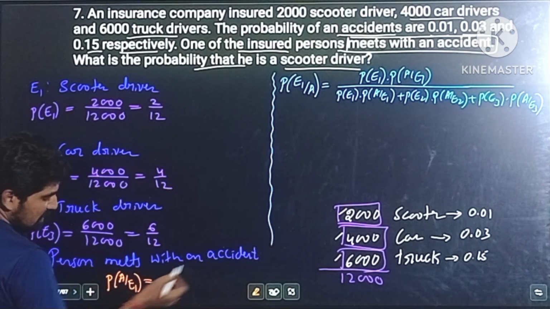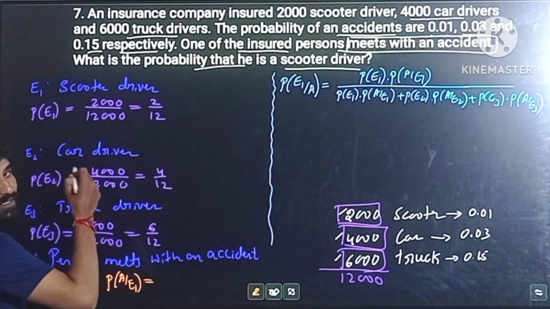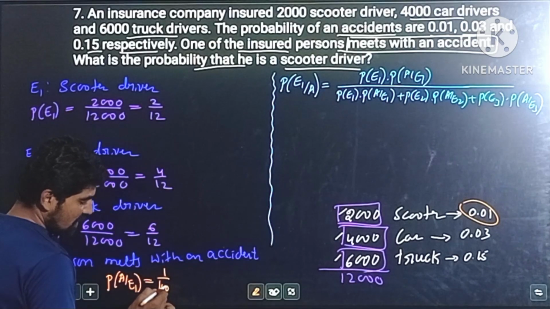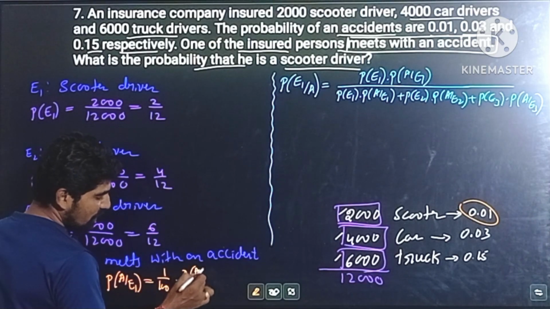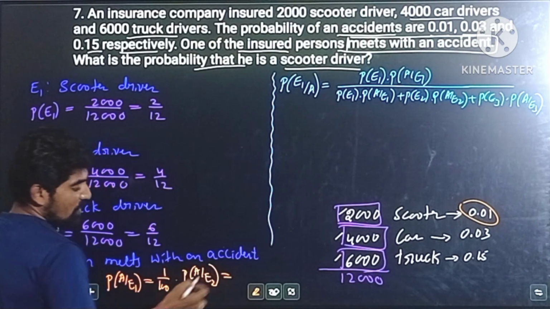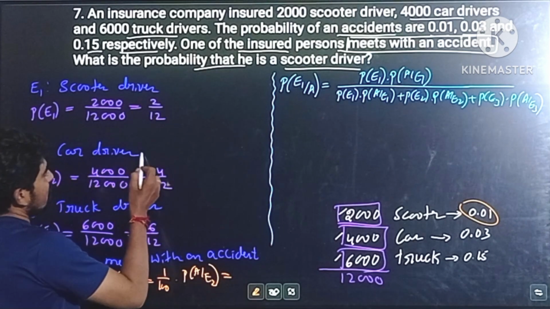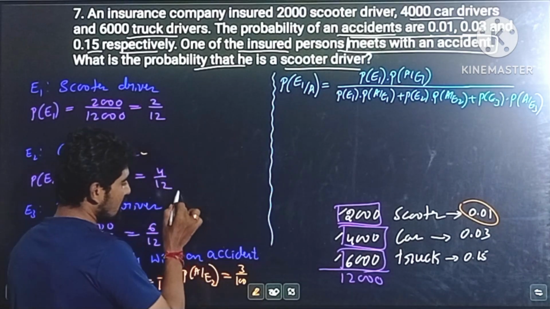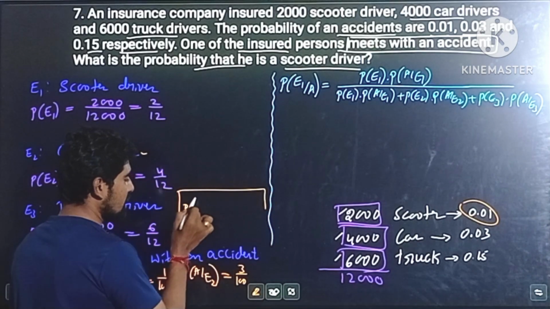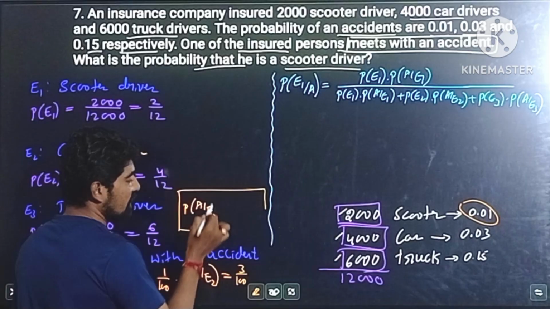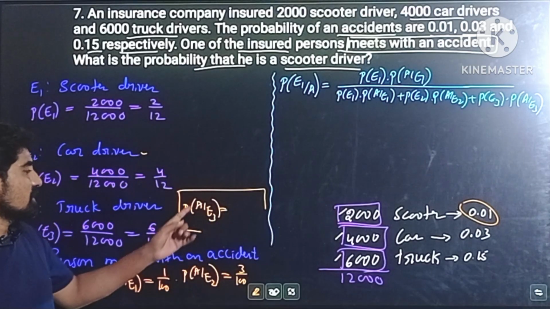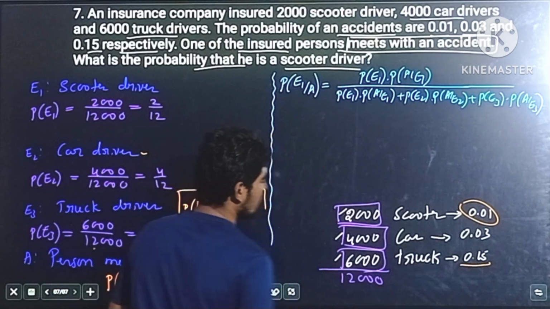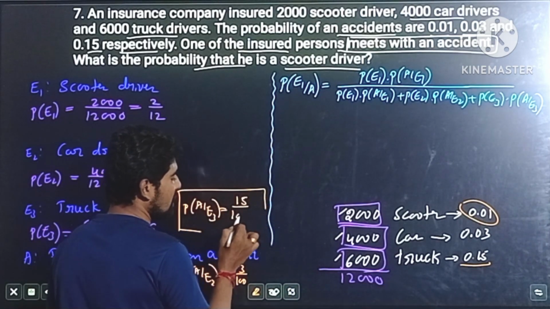The probability of A given E1 is the probability of an accident when he is a scooter driver. It is nothing but 0.01, which means 1 by 100. Similarly, the probability of A given E2, the probability of an accident when he is a car driver, is 0.03, which means 3 by 100. Similarly, write here, the probability of A given E3, the probability of an accident when he is a truck driver, is 0.15, which means 15 divided by 100.